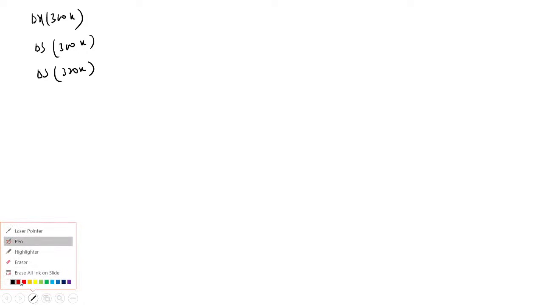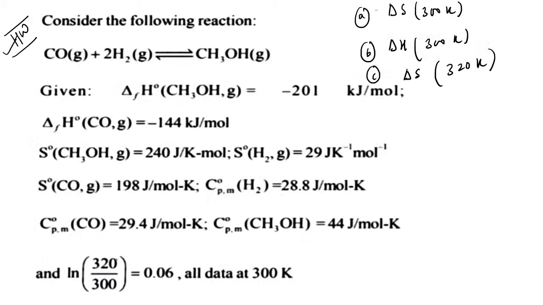Let's see. Okay, so what we have to calculate: delta H at 300 kelvins, delta S at 300 kelvins, and delta S at 320 kelvins. So all these values we have to calculate. Now let's solve this question. For delta H, all the information is given over here, right?